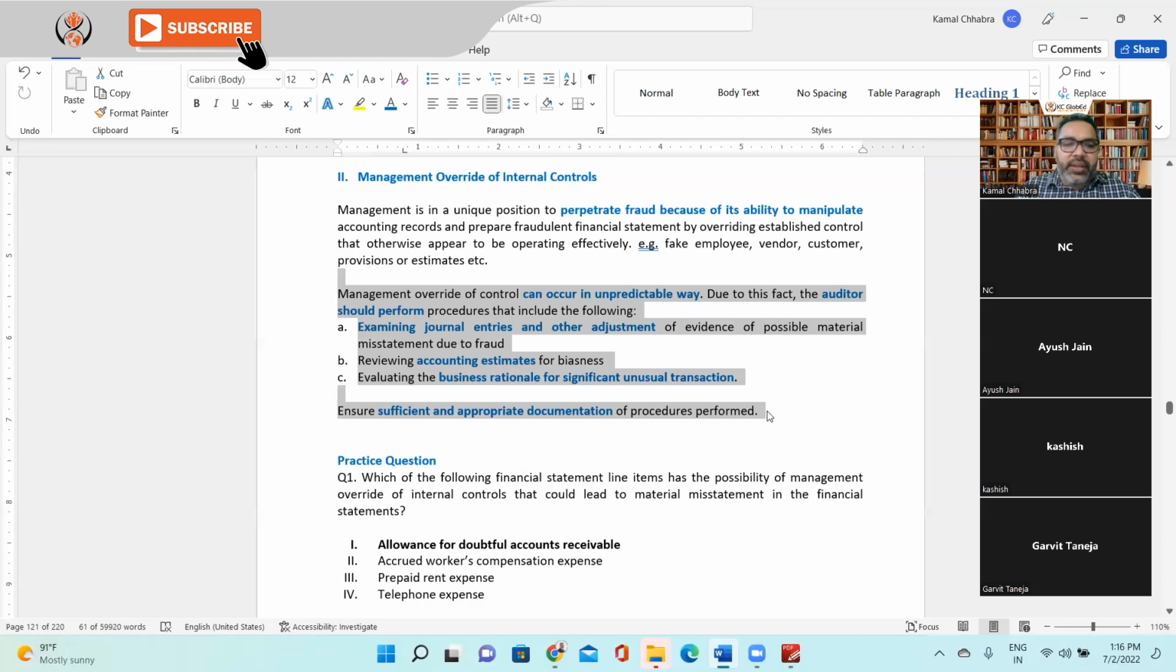So the next point is point C, evaluating the business rationale for significant unusual transactions. As an auditor, it is our responsibility, if there is any significant unusual transaction, to understand the business rationale for that transaction, right? And ensure sufficient and appropriate documentation of the procedures performed. Make sense?